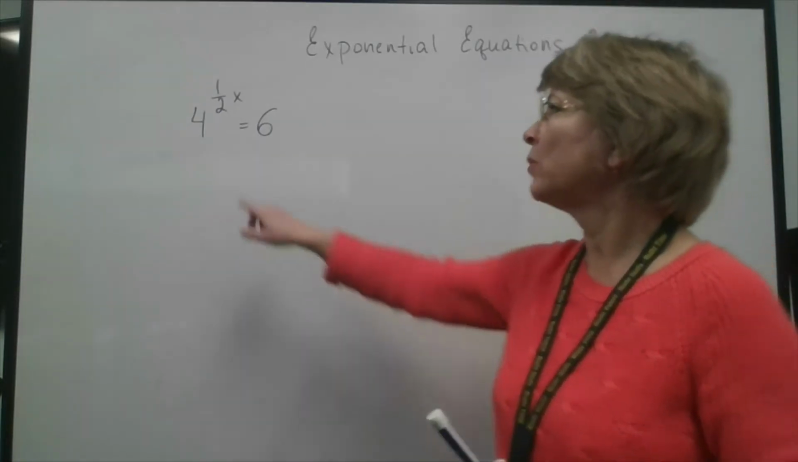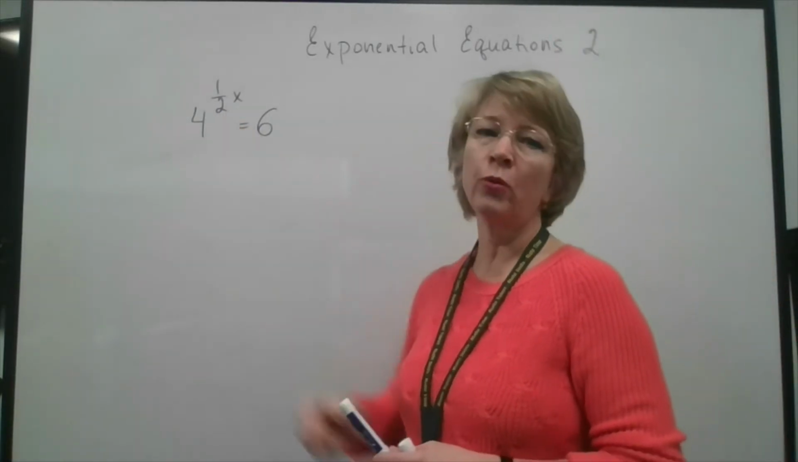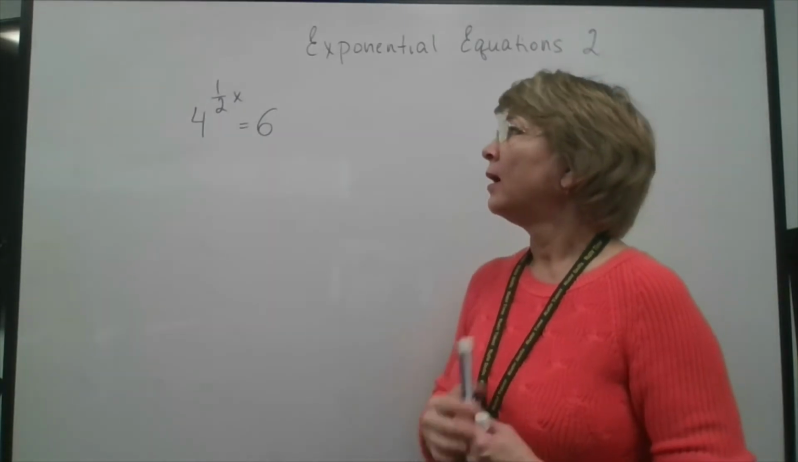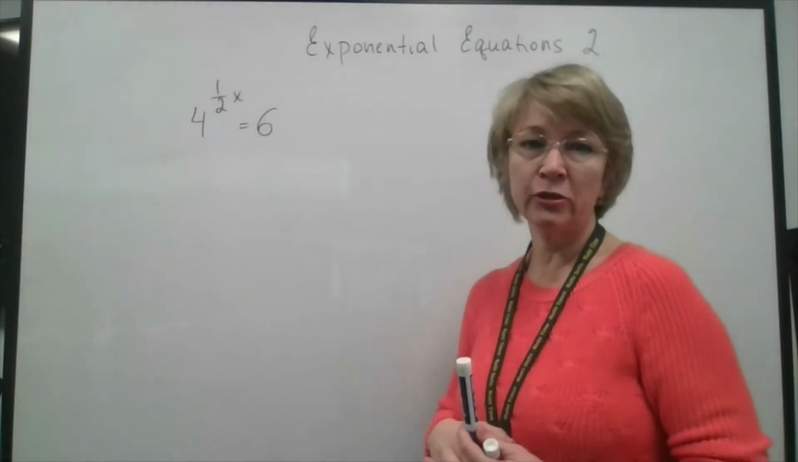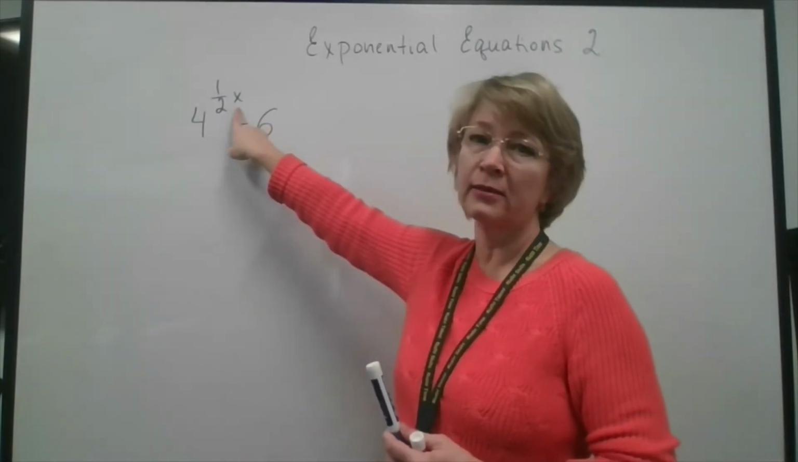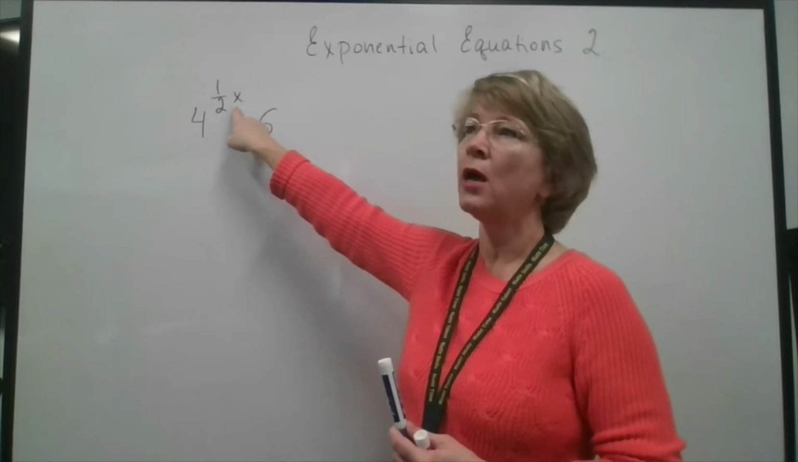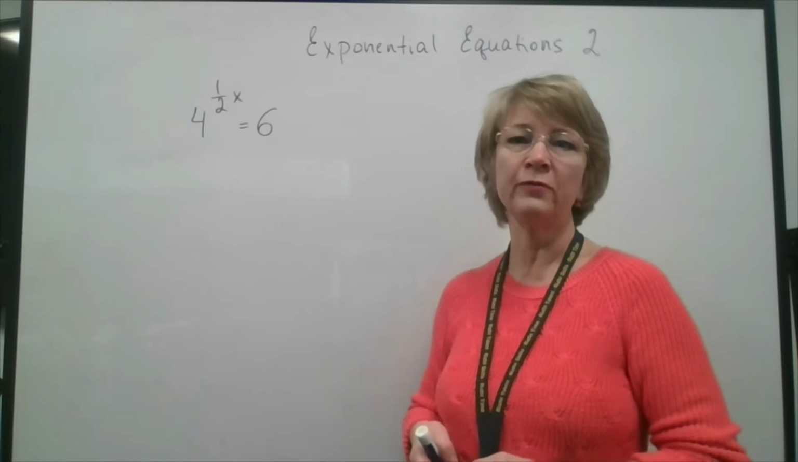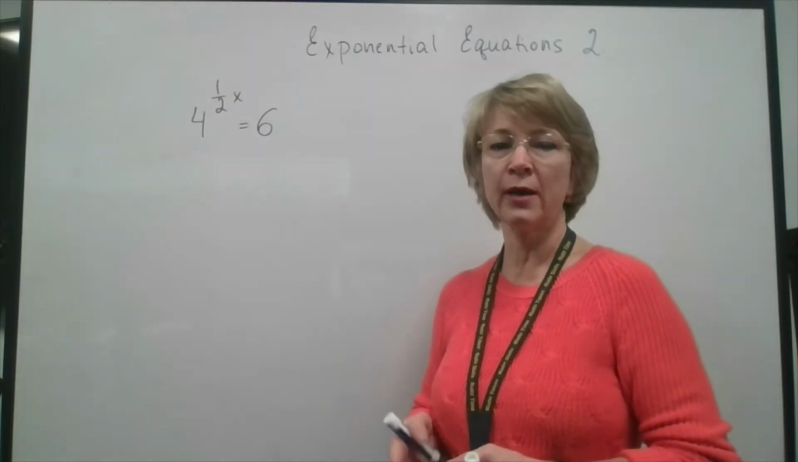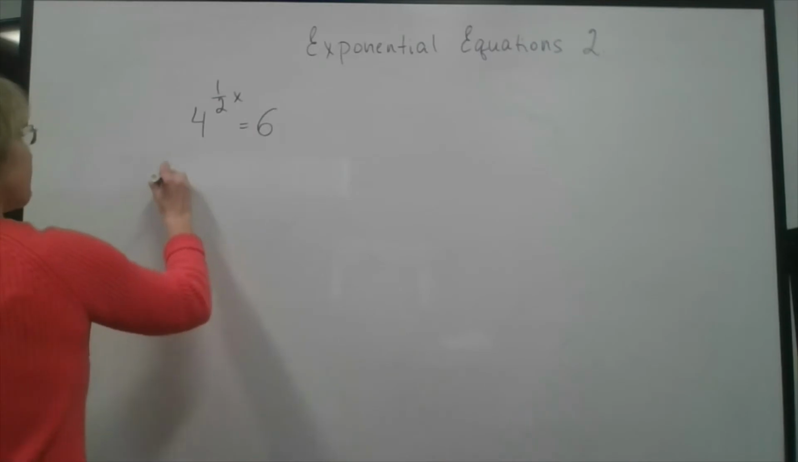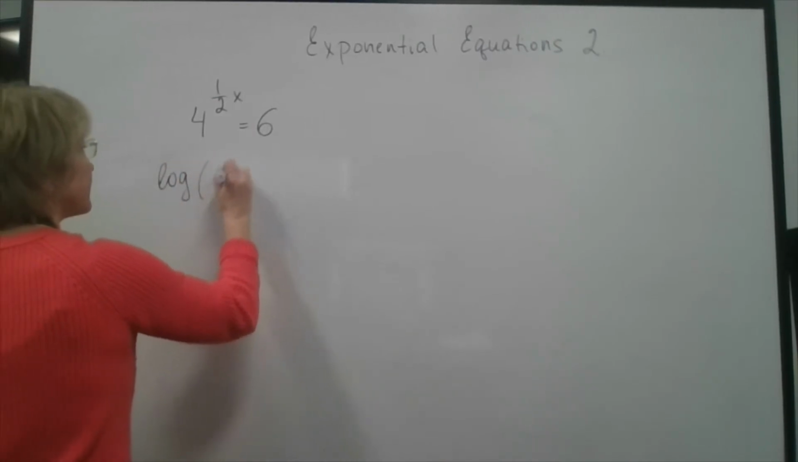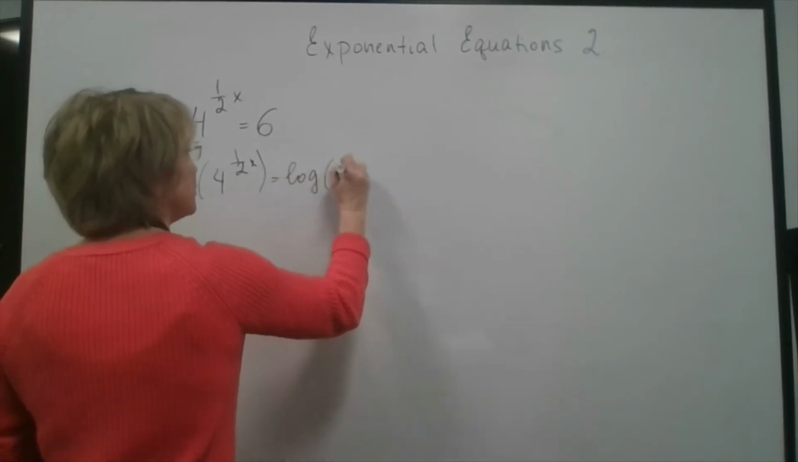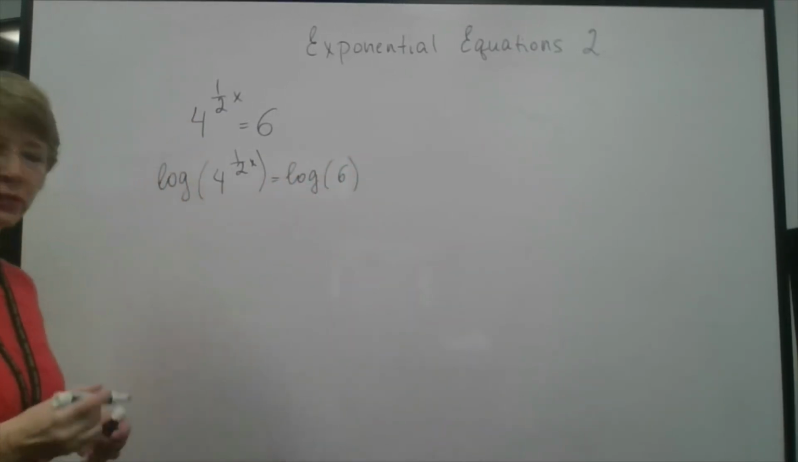Next example, we have 4 to the power of 1 over 2 x is equal to 6. Again, this is an exponential equation because x is an exponent. The opposite of exponents is logarithms. This is why we have to use a logarithm on both sides. You see, we follow the same steps all the time.